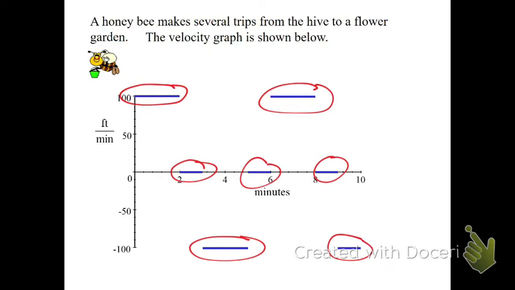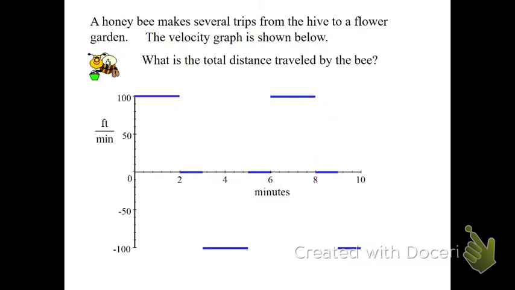Now, the reason for this is so that we can try to make sense of what we're finding when we find distance. Given this unrealistic scenario where the bee doesn't speed up and just manages to fly and crash and fly and crash, I want you to think for a minute about the answer to this question. What is the total distance traveled by the bee? Again, if this is 100 feet per minute for 2 minutes, how far did he go during that travel?